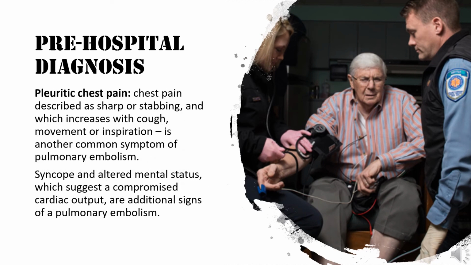Pleuritic chest pain. Chest pain described as sharp or stabbing, and which increases with cough, movement, or inspiration, is another common symptom of pulmonary embolism. Syncope and altered mental status, which suggest a compromised cardiac output, are additional signs of a pulmonary embolism.